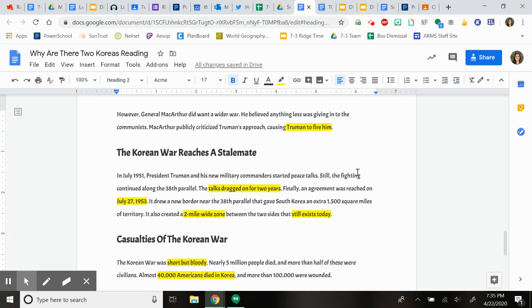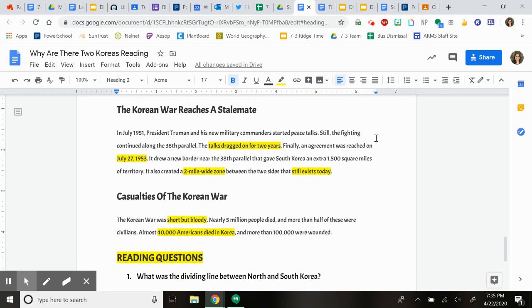The Korean War reaches a stalemate. In July 1951, President Truman and his new military commanders started peace talks. Still, the fighting continued along the 38th parallel. The talks dragged on for 2 years.